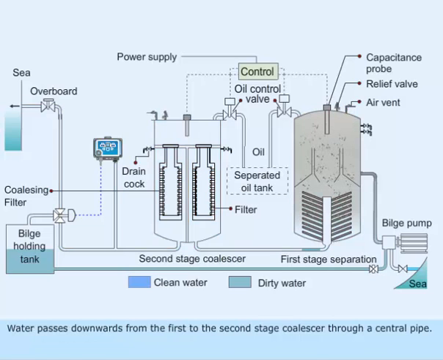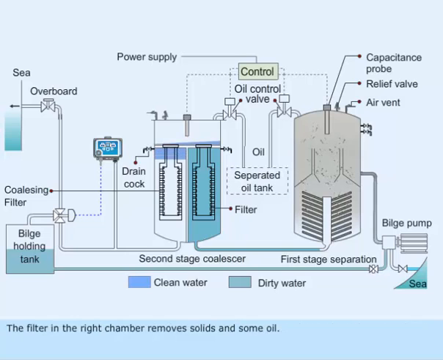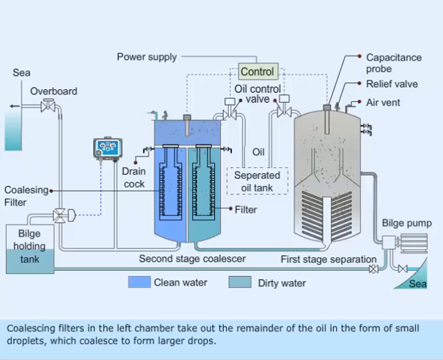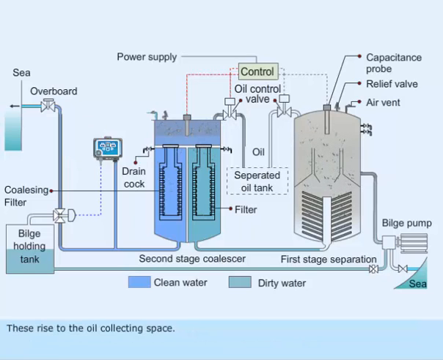Water passes downwards from the first to the second stage coalescer through a central pipe. The filter in the right chamber removes solids and some oil. Coalescing filters in the left chamber take out the remainder of the oil in the form of small droplets, which coalesce to form larger drops. These rise to the oil collecting space. Oil content of the final discharge is below 15 ppm.